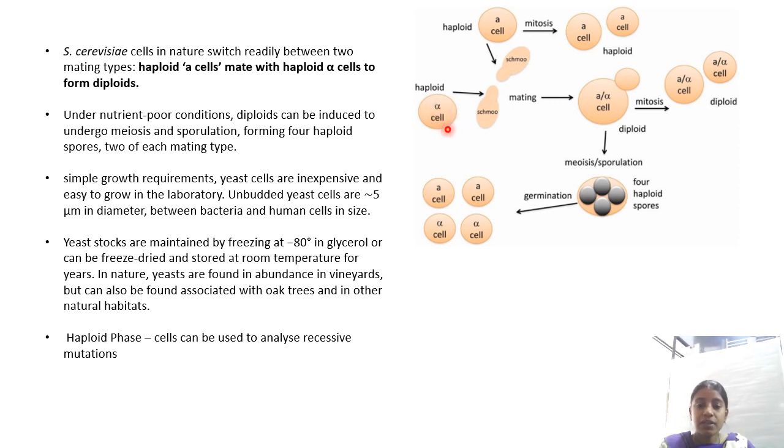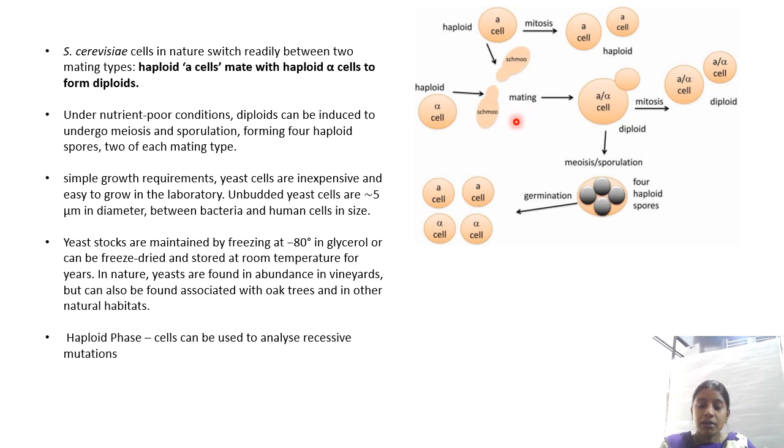So these alpha cells, on budding, that is through asexual reproduction, perpetuate into many alpha cells, similarly with the A cells, okay? On mitosis, which is the usual asexual reproduction occurring under good nutrient conditions, generally with the consumption of carbon and nitrogen sources, okay? Only under poor nutrient conditions does the sporulation of the diploid cells occur, okay?